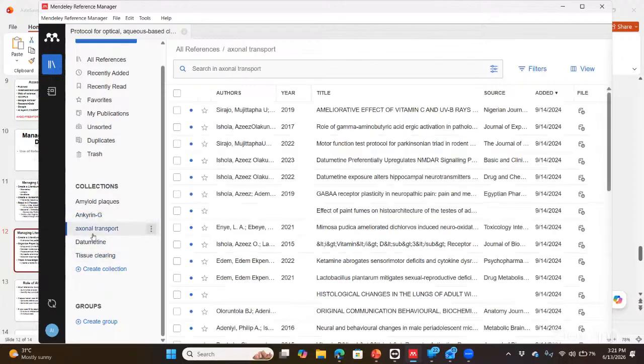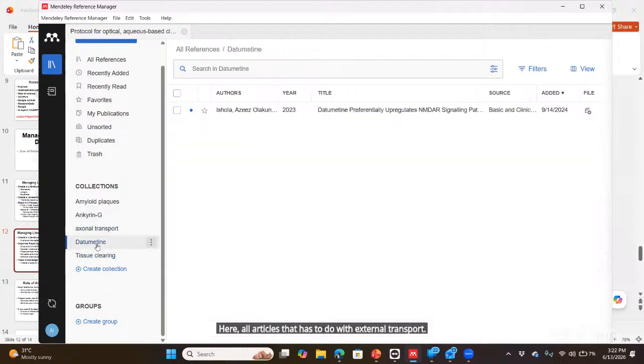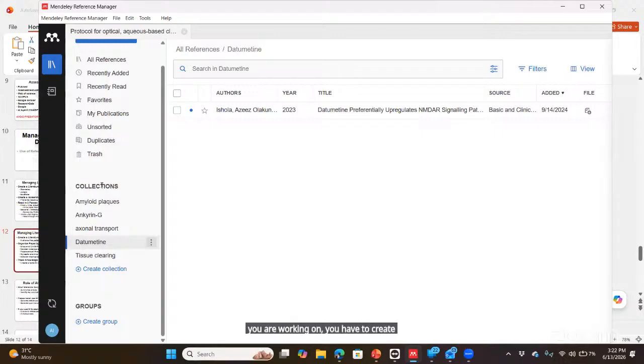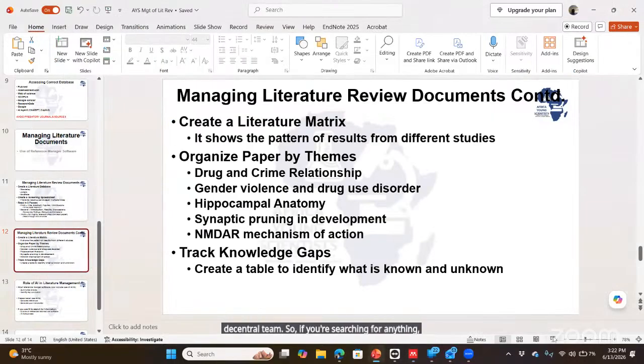Here, all articles that have to do with axonal transport. Here, all articles that have to do with this. So you have to create that matrix. Depending on what you are working on, you have to create a literature matrix so that you group your articles based on the central theme. So if you're searching for anything, you have to put it there.